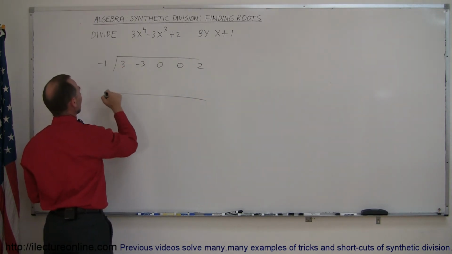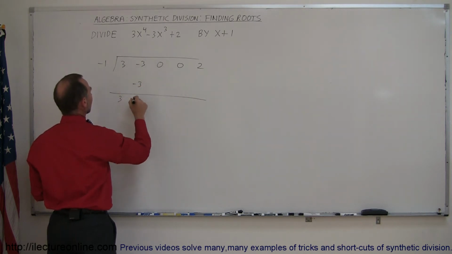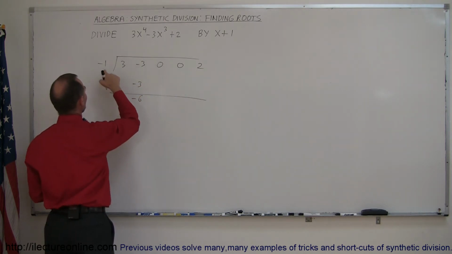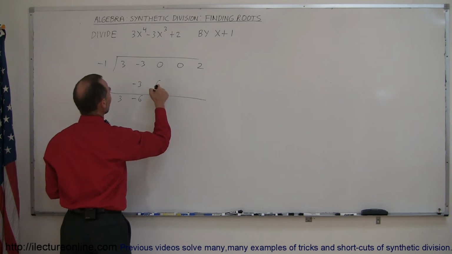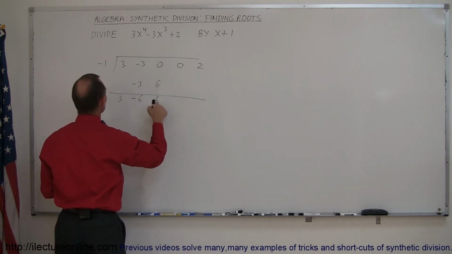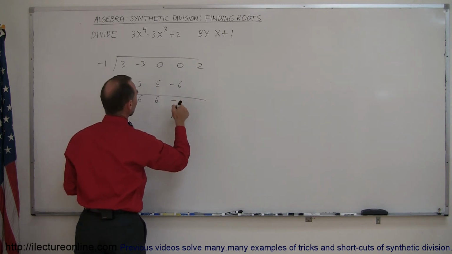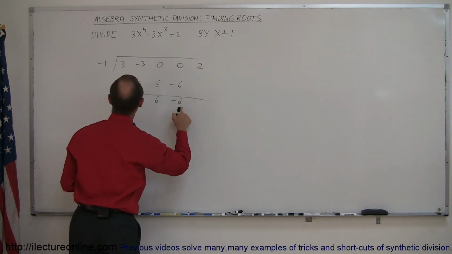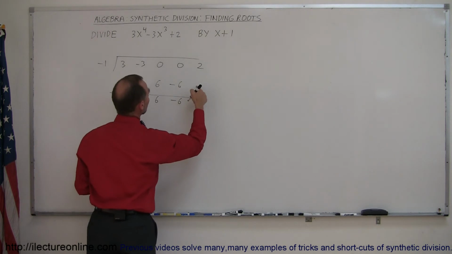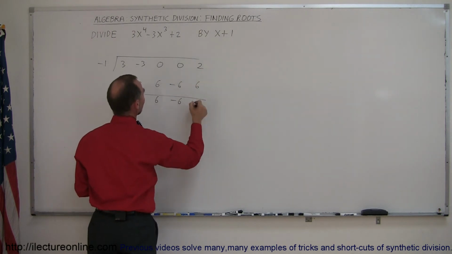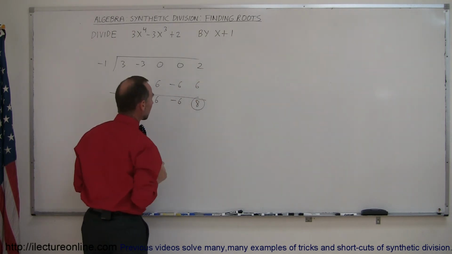So 3 times negative 1 is negative 3. Add them together, you get negative 6. Negative 6 times negative 1 is a positive 6. 6 added to 0 is 6. 6 times the negative 1 is minus 6. Added together, you get the minus 6. And minus 6 times the minus 1 gives you a positive 6. Added together, you get 8. So we do have a remainder.